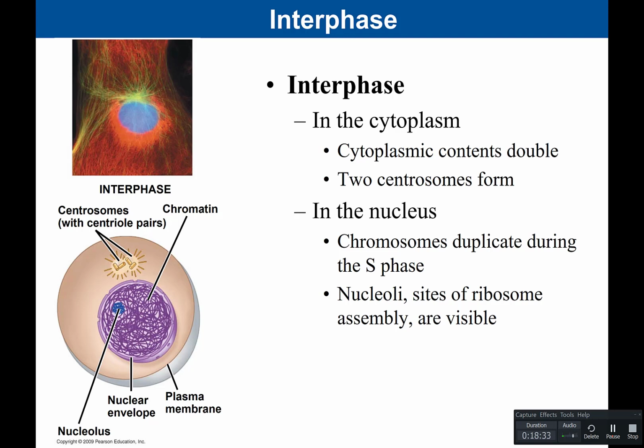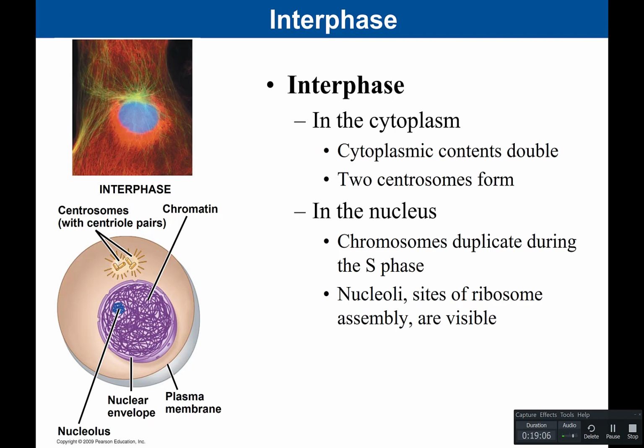Now, in the cytoplasm during interphase, the cytoplasmic contents double. So the organelles are going to double, etc. 2 centrosomes are going to form. So notice that we have our 2 centrosomes. In the nucleus, chromosomes are going to duplicate during S phase. The nucleolus, the site of ribosomal assembly, is visible at this point in the cell cycle.